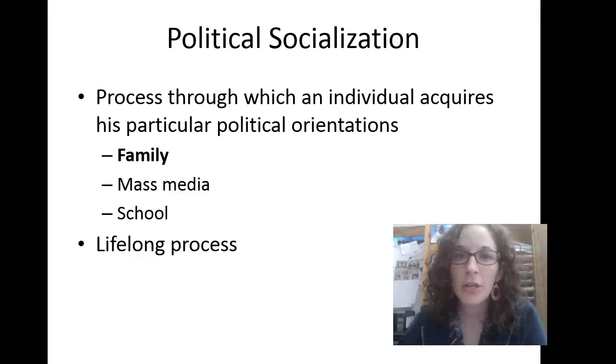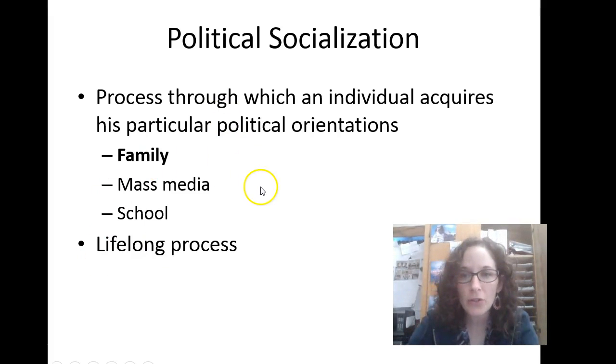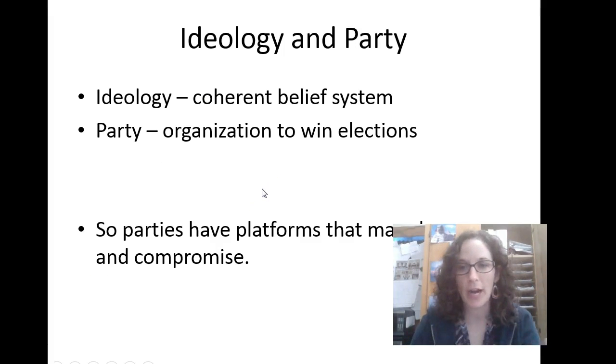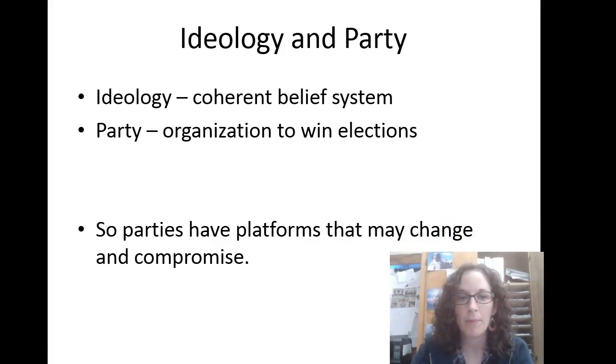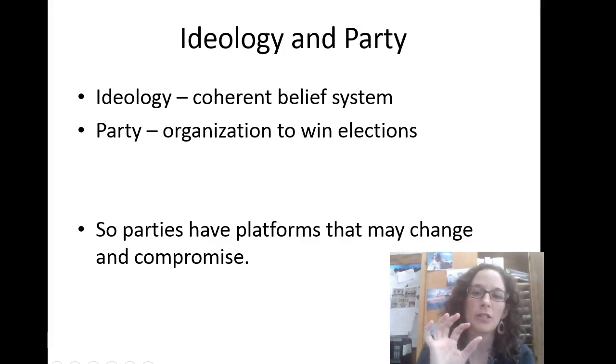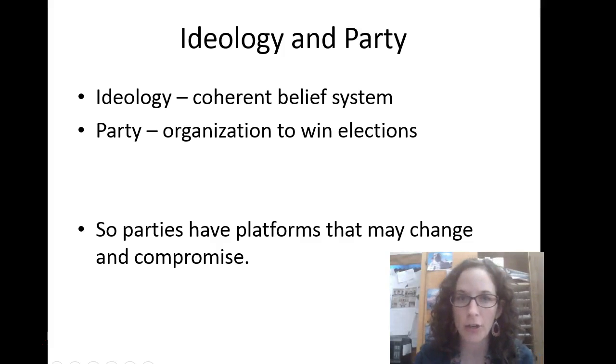Okay, so your political socialization helps you develop your ideology, your set of beliefs. But I want to make sure here that we know the difference between ideology and party. Your ideology is a coherent set of beliefs. This is unwavering if you're liberal or conservative, communitarian, or libertarian. But if you're in the middle, your belief system is a little more about moderation.